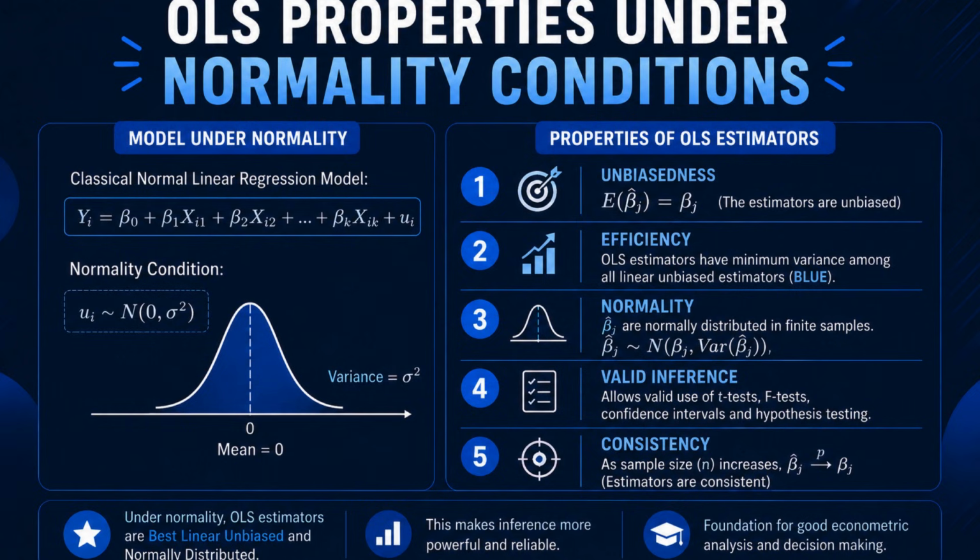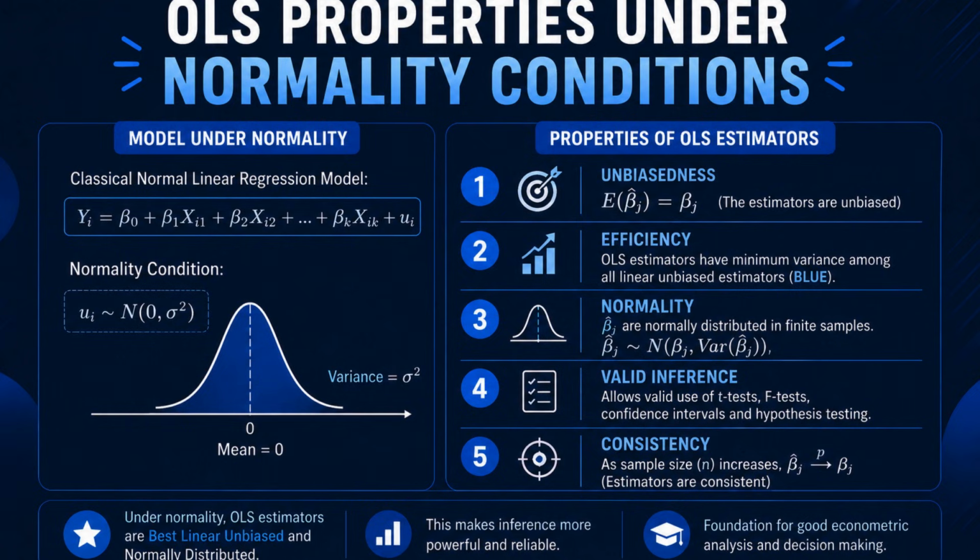Second, efficiency. The second important property is efficiency. Under the Gauss-Markov assumptions, OLS estimators are BLUE. BLUE stands for Best Linear Unbiased Estimator. Best here means that among the class of linear unbiased estimators, OLS has the smallest variance.